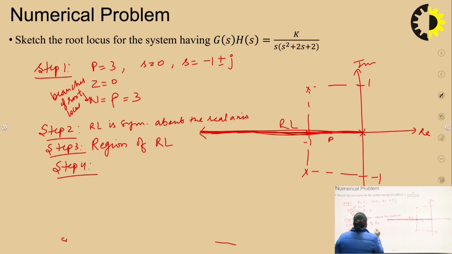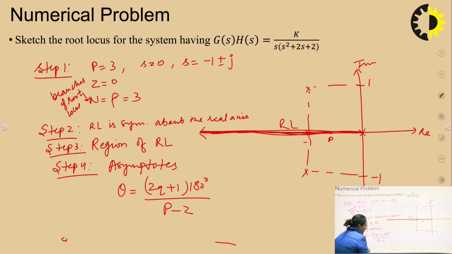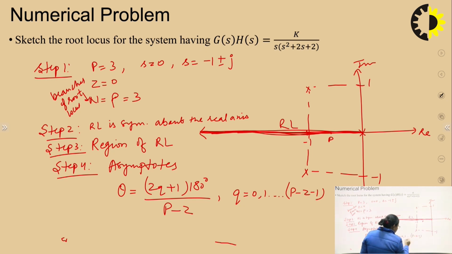Now step 4, to find out the asymptotes. The formula for finding the asymptotes is theta equals (2q plus 1) into 180 degrees upon (p minus z), where q goes from 0, 1 up to p minus z minus 1. In this case p minus z is 3, and minus 1 is 2, so q is 0, 1, 2. So basically there are 3 asymptotes for this question.